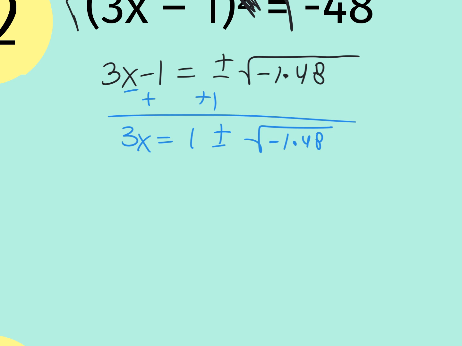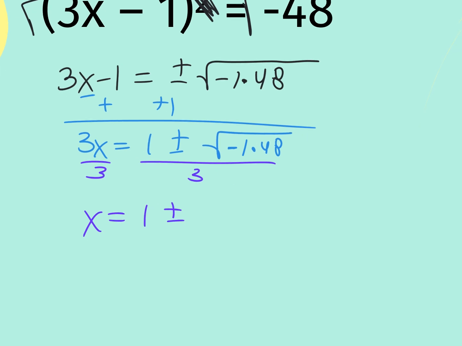And then what's the next step I do to get x all by itself? Say it again. Divide by 3. Perfect. Divide by 3. So let's go ahead and simplify here. I have 1 plus or minus. What can I break 48 into? A big perfect square and a non-perfect square. 16 and 3. Good. Always want to try to get the biggest perfect square and the smallest non-perfect square.